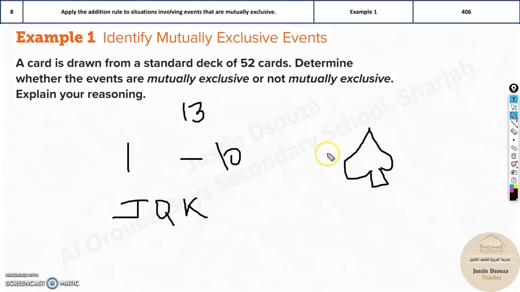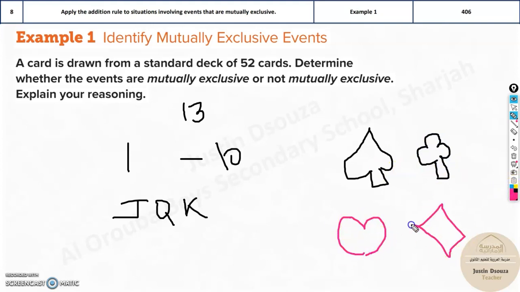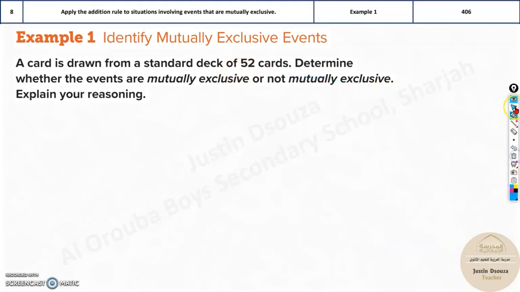There is spades, then there is clubs. There are 2 black suits, and there are 2 red suits, that is hearts and diamonds. Okay, I hope you know this. So 13 times 4 is 52. There are 52 cards, but the jokers are not included in this. Now, determine whether these events are mutually exclusive or not mutually exclusive.